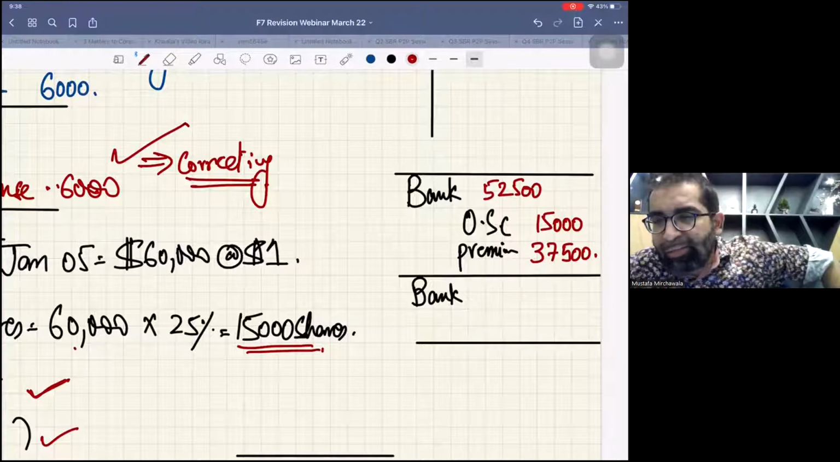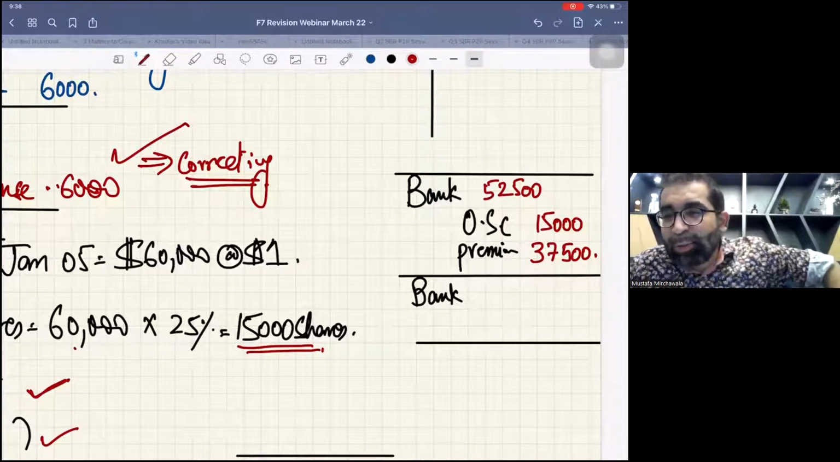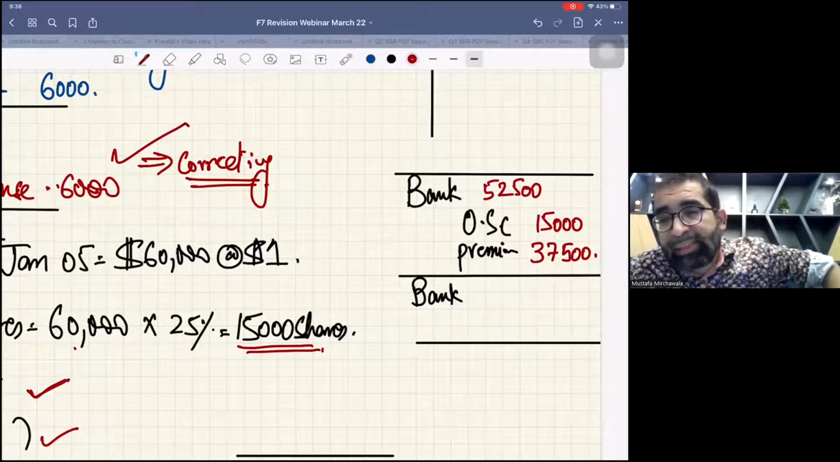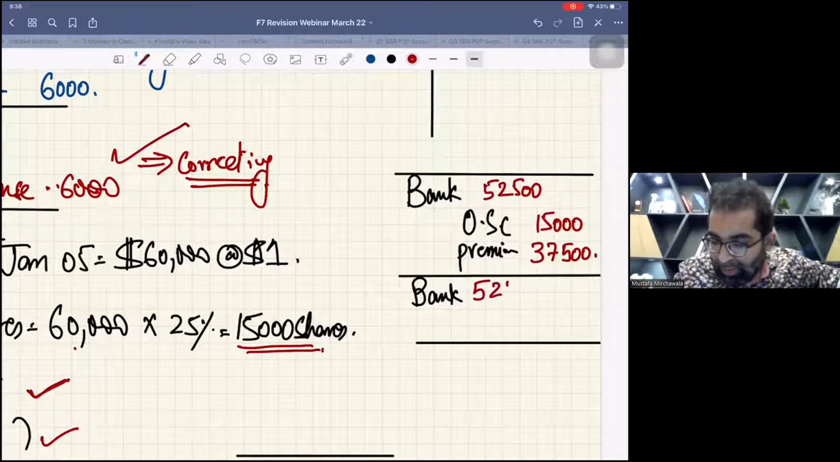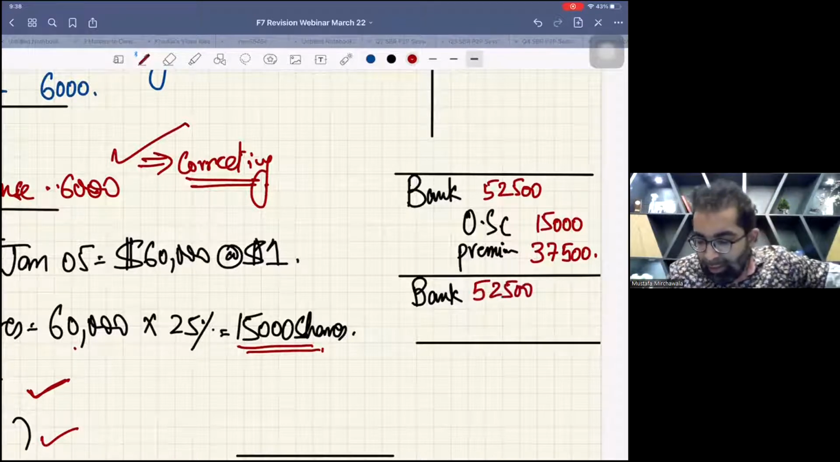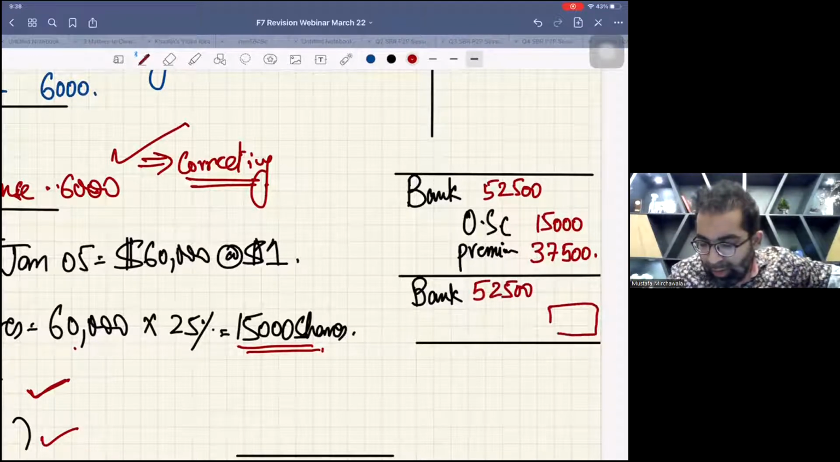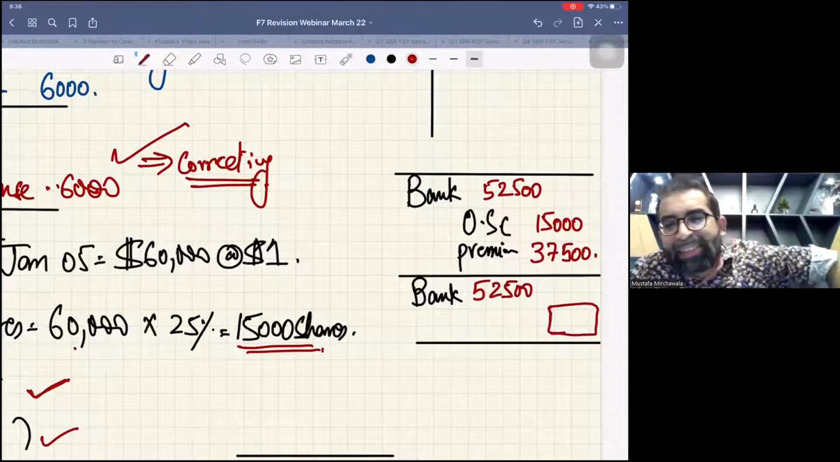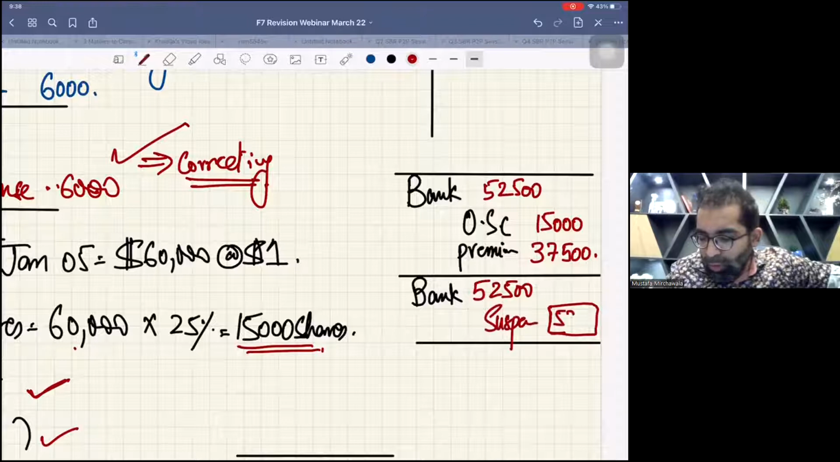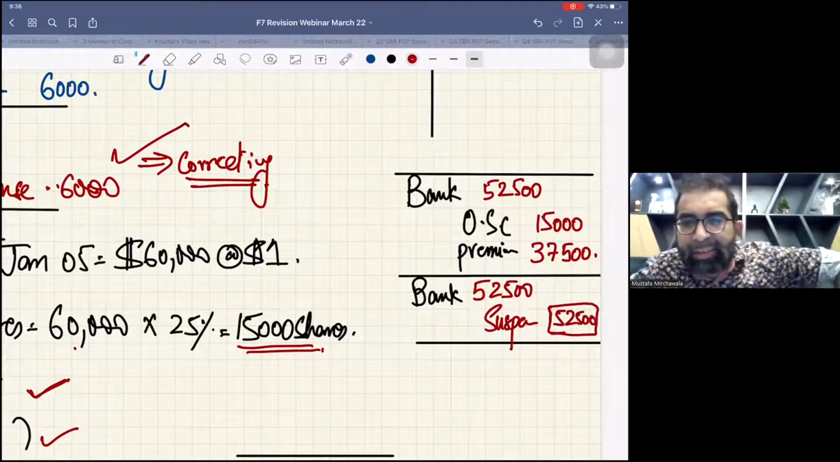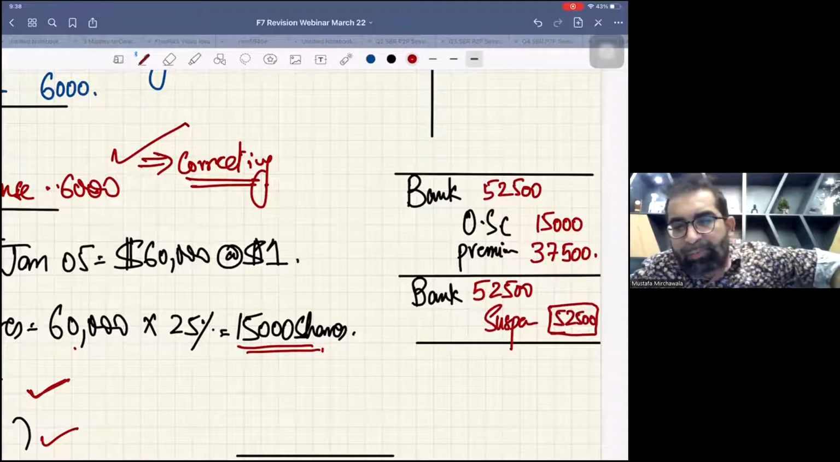This entry we should have made, but this, sorry to say, stupid accountant just debited the bank or cash, and he or she did not credit anything. So the two sides are not the same. And when the two sides are not the same, we open suspense. So 52,500 on the credit side.